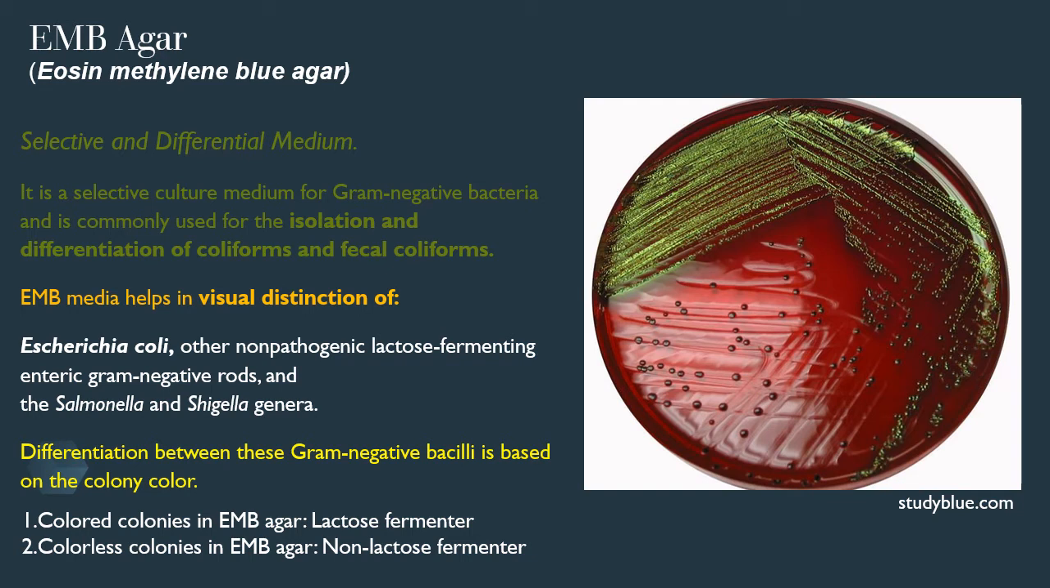Okay, then EMB helps in visual distinction of E. coli, that is Escherichia coli, and other non-pathogenic lactose fermenting enteric gram-negative rods. So to differentiate between these, EMB is used. Differentiation between these gram-negative bacilli is based on the colony color, right? The ones which ferment lactose are colored colonies, and the ones which do not ferment lactose are colorless colonies. So that is the differentiation which is used. Okay, there is a mistake for G for gram. It should be a capital letter.